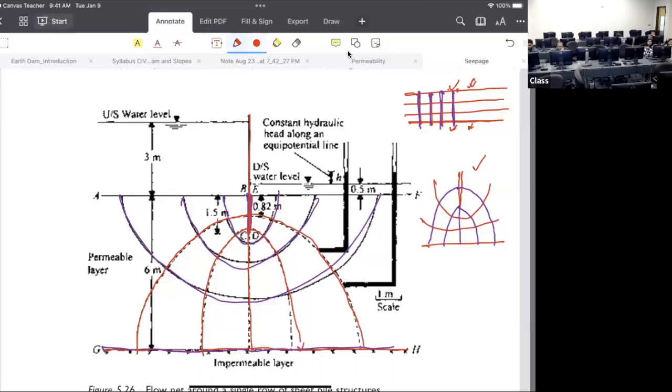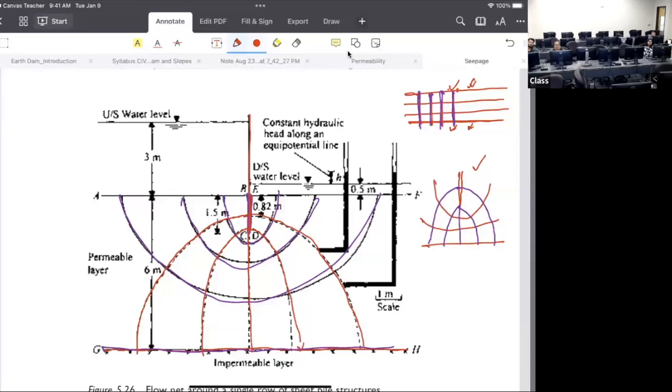In the same unit system. The total head difference here is 2.5, 3 minus 0.5. Here the water level is 3, here 0.5. The head difference that will drive the flow is 2.5. So if we have an equal drop, what you're trying to find out is del H over L, right? The equal drop. So what is our drop?